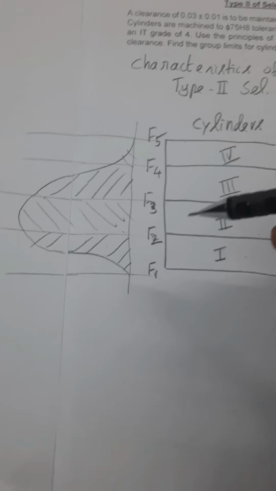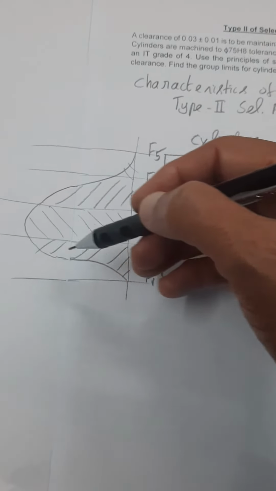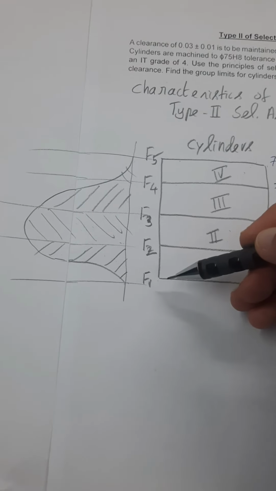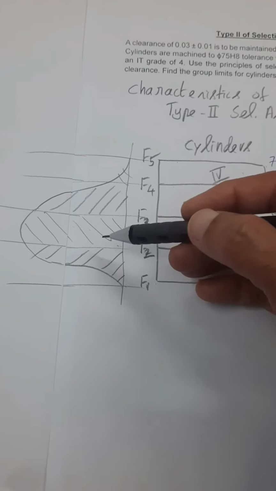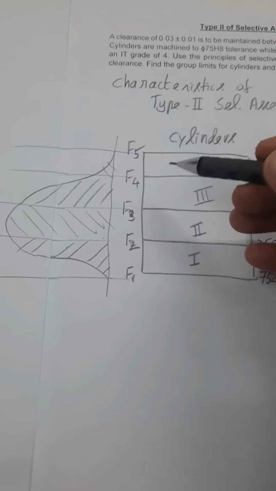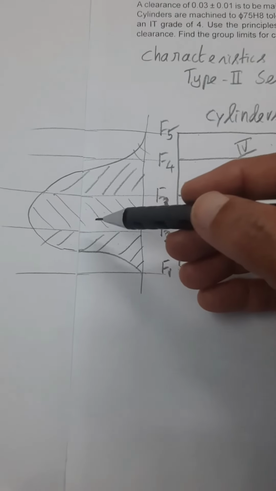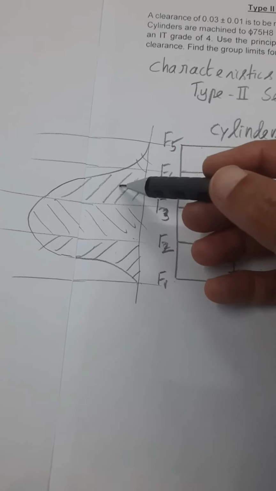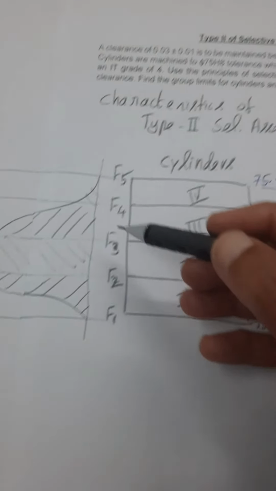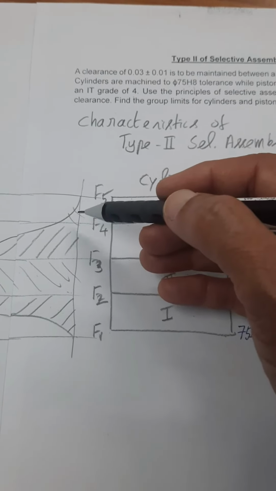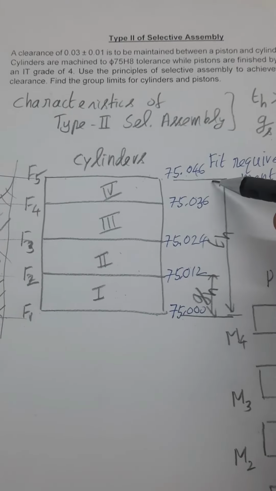So if you look at the cylinders, the normal distribution is expected when the cylinders are manufactured. In that case, if you manufacture 1000 number of cylinders to a size of 75H8, more number of cylinders will have a size close to the mean value. Very few cylinders will have a size close to the lower value of 75. Similarly, very few cylinders have a size close to the upper value of 75.046.